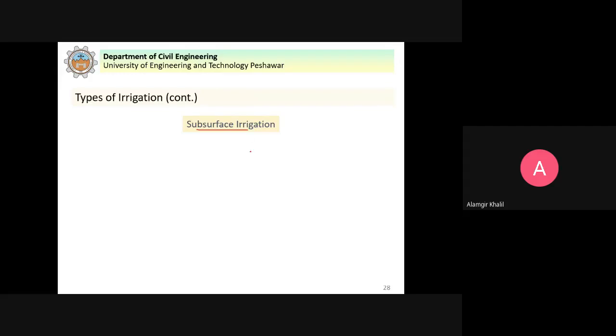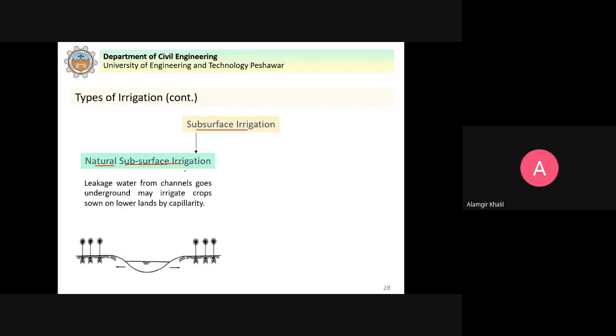Subsurface irrigation can be further divided into natural subsurface irrigation. In natural subsurface irrigation, leakage water from channels goes underground and may irrigate crops sown on lower lands by capillarity. So this can sometimes happen that we have water channels from where leakage of water goes underground and may irrigate crops sown on lower lands, in which case it is called natural subsurface irrigation.